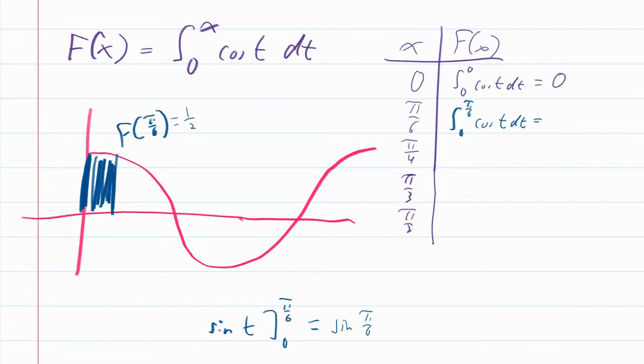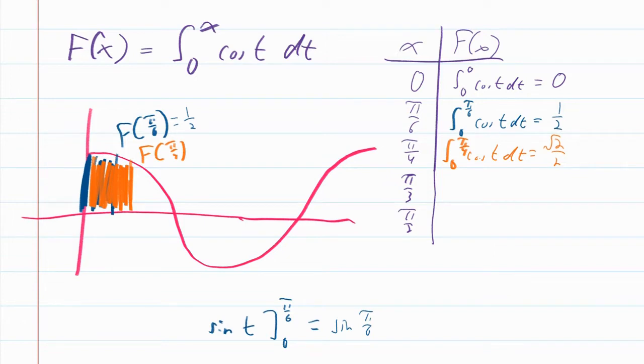Then we proceed outwards a little bit more, and pi over 4 would be right here. So this area, we're now accumulating even more area. And that area would be representational of big F of pi over 4, the integral from 0 to pi over 4 of the cosine of t dt. And we saw from below that that is just the sine of pi over 4, which is root 2 over 2.